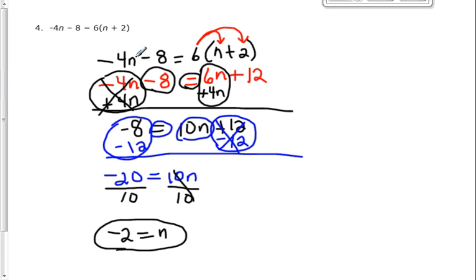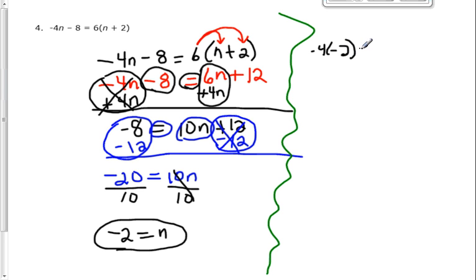Don't forget to take the time to go back and plug it in and see what you get. If I go back and plug it in, I have negative 4 times negative 2 minus 8 is equal to 6 times negative 2 plus 12. Put it in your calculator and begin to solve it.